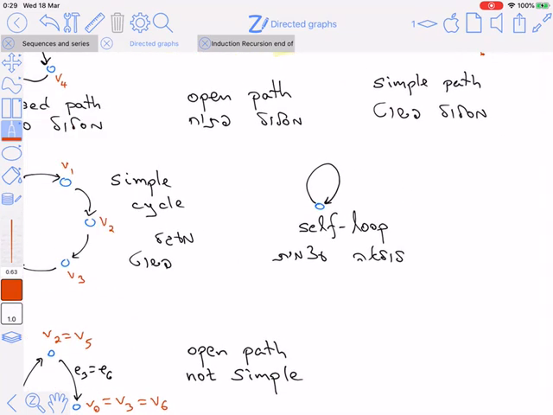Self-loop. Here we have a vertex with an edge, both endpoints of which are the same.